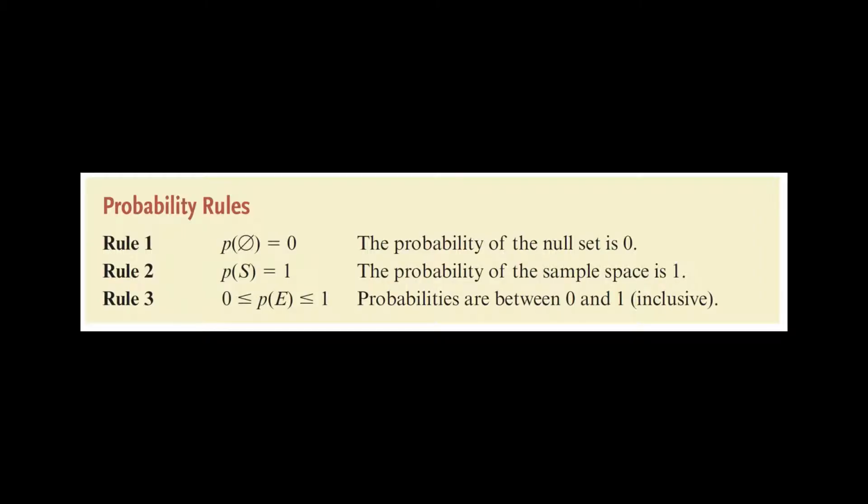Here are the 3 rules of probabilities that we've just discussed. Rule 1 says the probability of the null set is 0. The second rule we haven't actually touched on yet. This is called a certain event. It says the probability of the sample space is 1. An example of this is if you're rolling a single die, what's the probability that you roll between a 1 and a 6? That probability would be 1. So that's called a certain event. And then the last rule and most important rule of probabilities is that probabilities must be between 0 and 1.